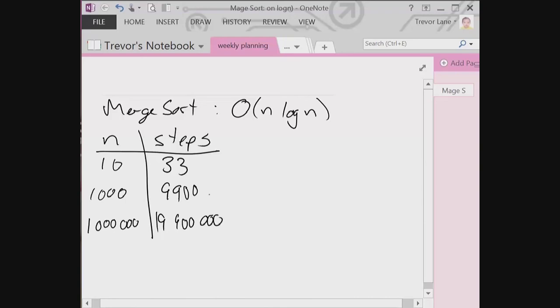So obviously that number escalates quite a bit. If this was just linear time, we'd only be looking at a million comparisons or a million operations, as opposed to almost 20 million operations. So it does make a difference. It's that log n factor that's being multiplied by the n to get this value.